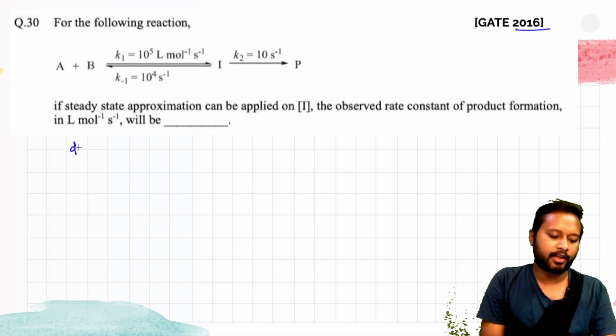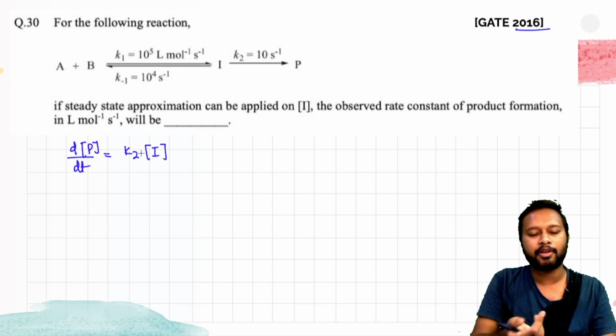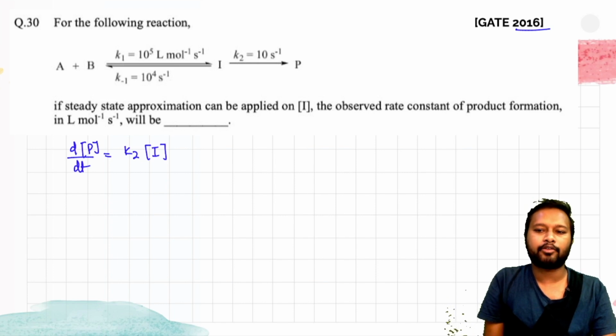So basically you can write down that the rate of product formation, dP by dt, will be equal to K2 into the intermediate concentration. Now we can apply steady state approximation to find out the value of I. So let's try that, or there are other ways also. You can use the equilibrium constant also to find out the value of I. So let's try to do it with the equilibrium constant. That is much simpler, right?